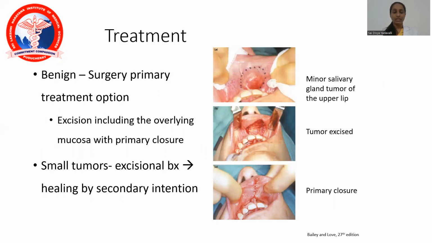Coming to the treatment, if benign, the treatment is mainly surgery, which includes en bloc excision, including the overlying mucosa, and primary closure. For small tumors, an excisional biopsy can be performed and the tumor can be left to heal by secondary intention. These images show the excision of a minor salivary gland tumor of the upper lip. Here is the raw area after excision, which is closed primarily.